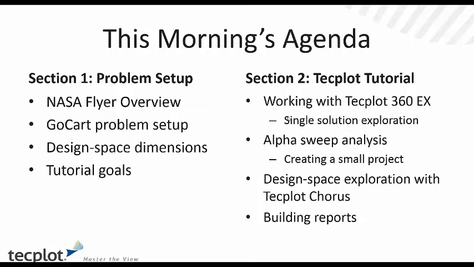The tutorial will be in three basic parts. The first part will be evaluating a single solution. We'll talk about ways to look at things like convergence. We'll move into an alpha sweep where we'll evaluate a set of solutions. Then we'll move into design space exploration. Both the alpha sweep and the design space exploration will be done in Chorus. And finally, we'll talk about building reports.